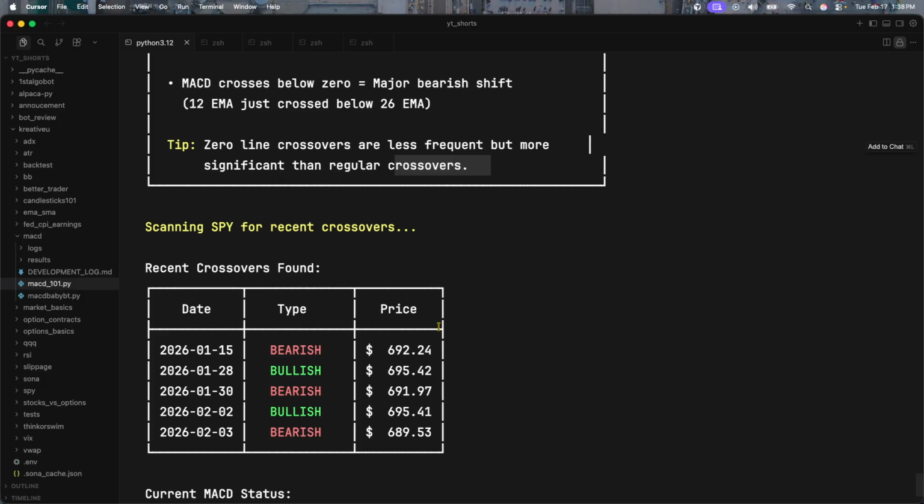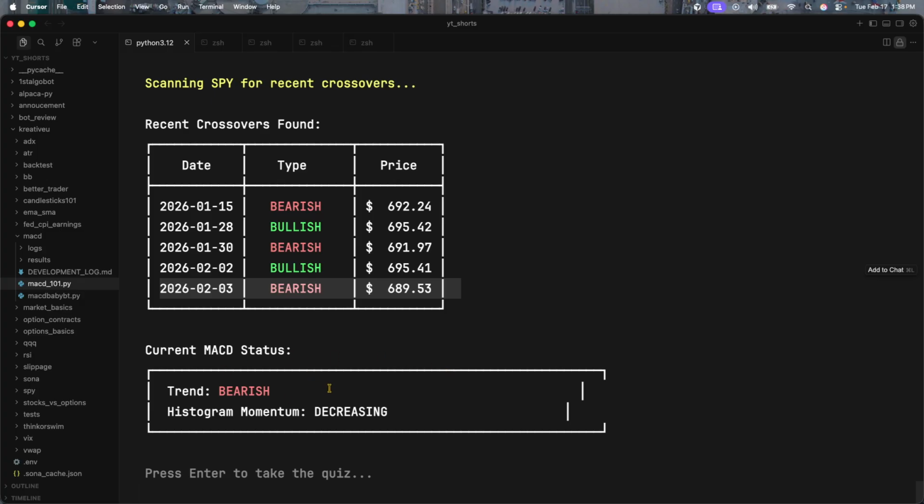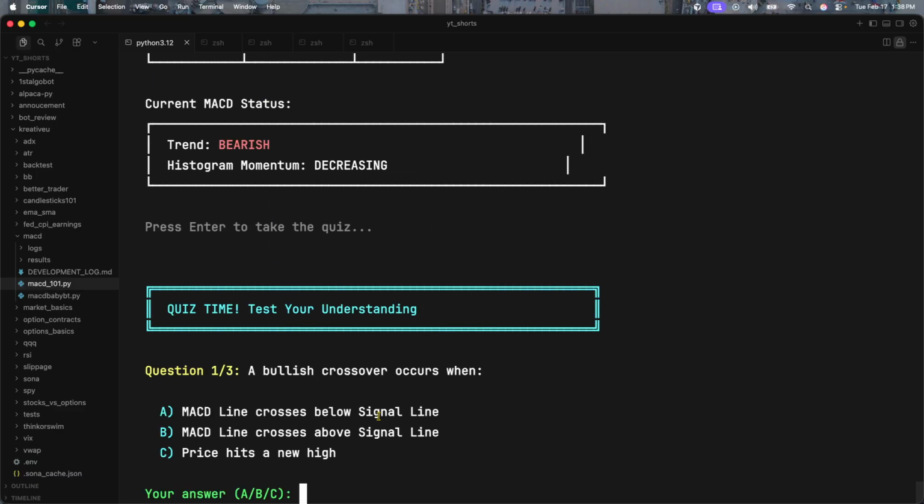So some recent crossovers that happened: back on the 15th of January, we had a bearish one. The 28th of January, we had a bullish one. The 30th, we had a bearish. On the 2nd of this month, we had a bullish. And on the 3rd, we had a bearish. So the current MACD status is bearish, right? The market is decreasing, a bit of a downward trend. Let's go ahead and jump into our quiz.